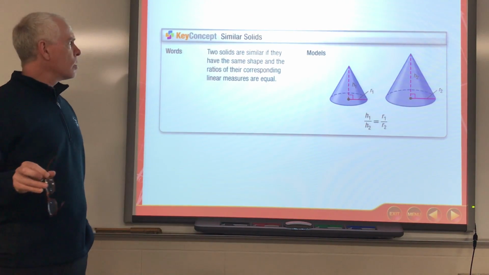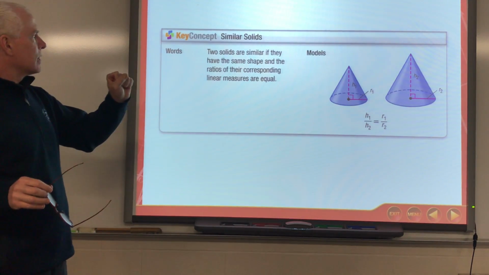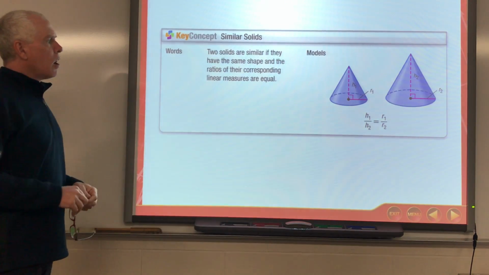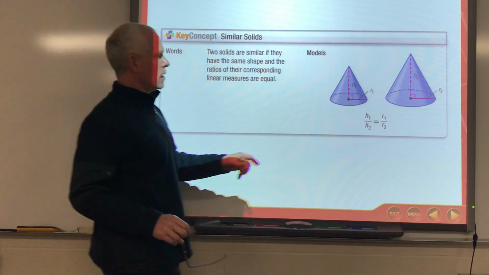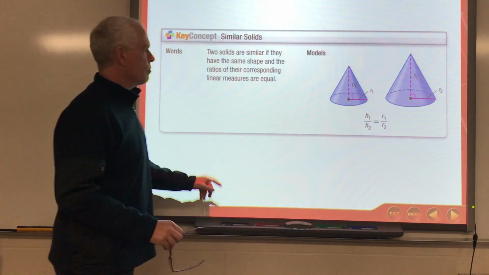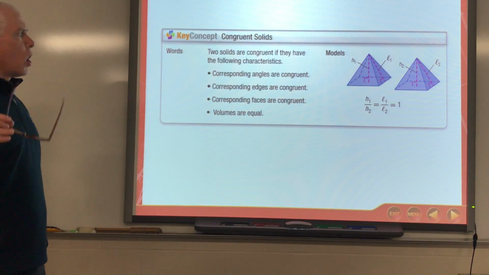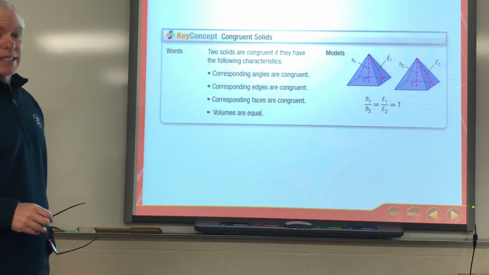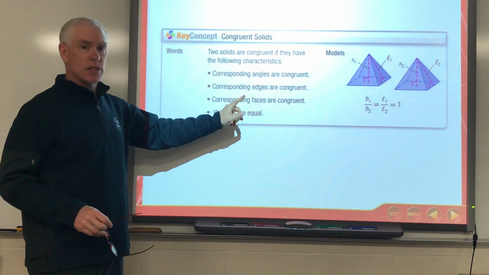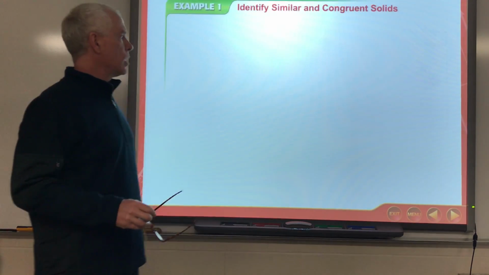Two solids are similar if they have the same shape but a different size, and the ratio of their corresponding linear measures, so radii, heights, slant heights, all of that kind of stuff, are in proportion. So those ratios are the same. If I took R1 over R2, H1 over H2, it would have to be the same ratio. If they're going to be congruent, all of the corresponding parts have to be the same. So corresponding angles are congruent, corresponding edges are congruent, corresponding faces are congruent, and the volumes have to be equal. It's exactly the same size and shape.